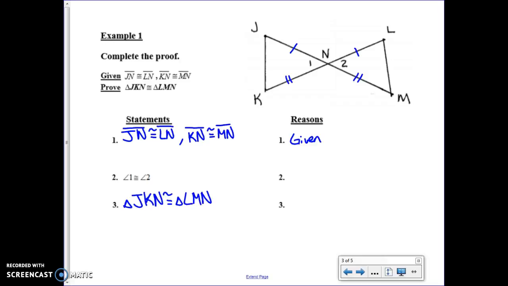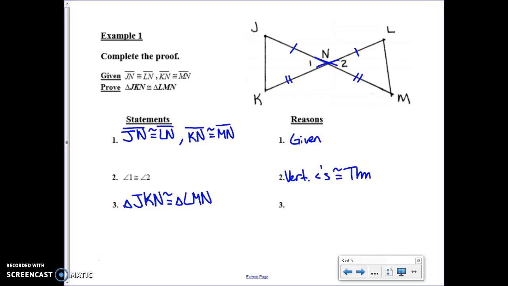Looking back at the picture, it says angle 1 is congruent to angle 2. We have to decide why that's true. Notice these are vertical angles touching at just the vertex. So that would be our vertical angles congruence theorem.